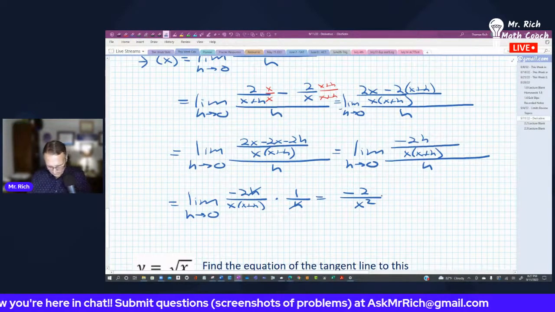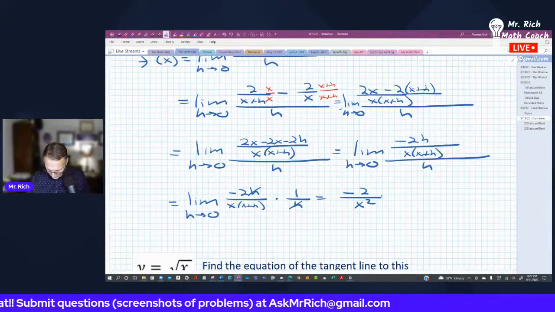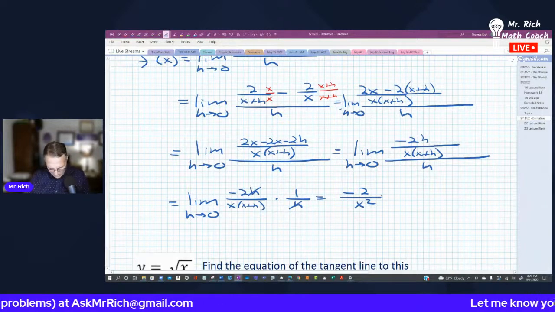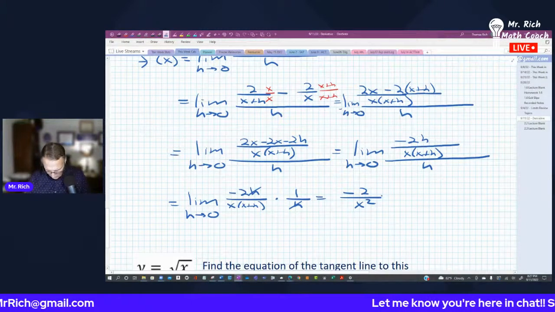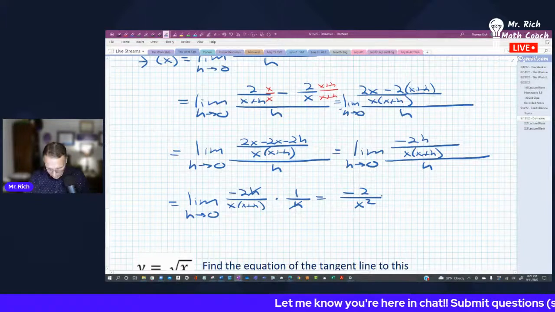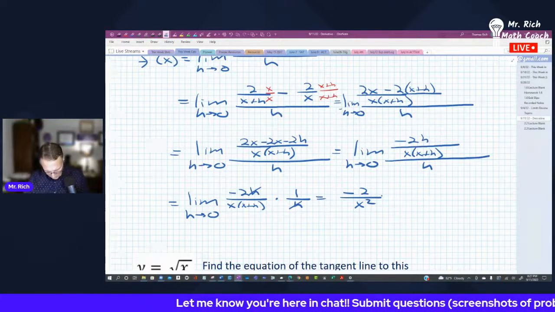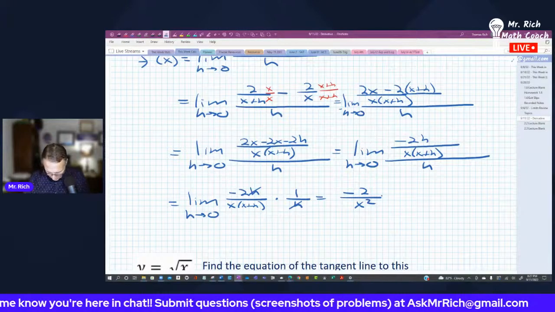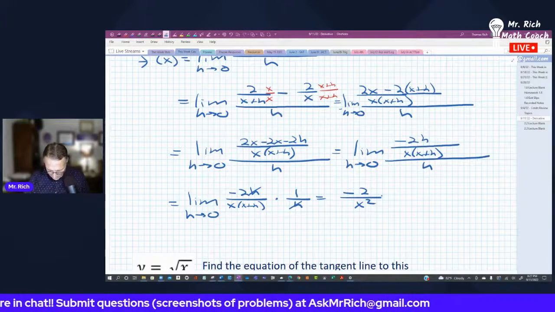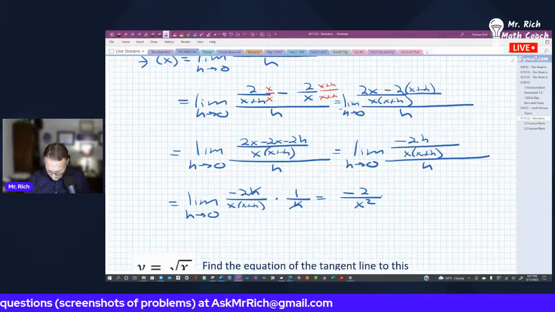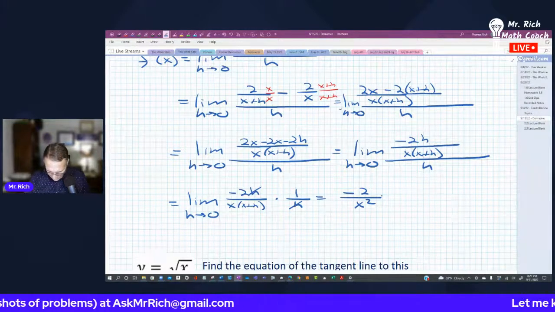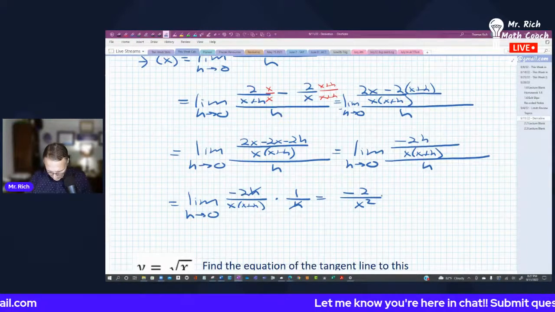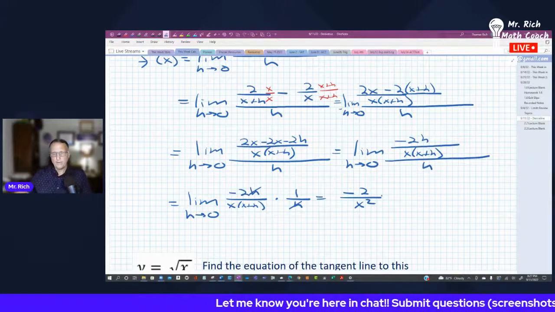And that is it. Okay. Now, let's see where we want to go from here. We'll stop it right there on that one. So that's my derivative function.